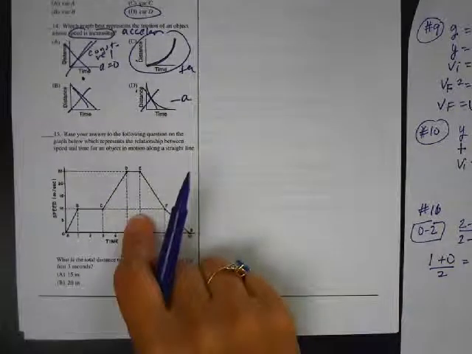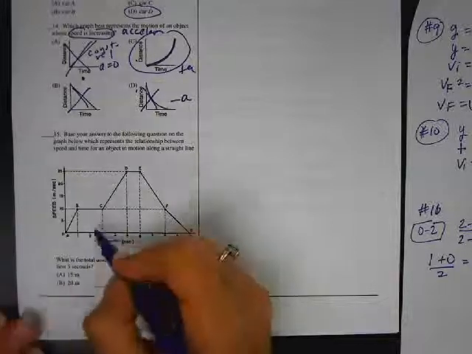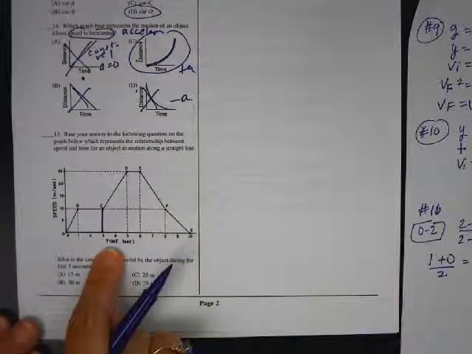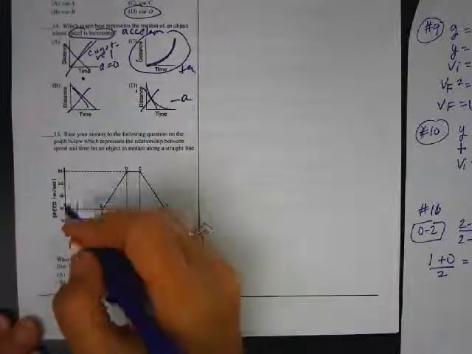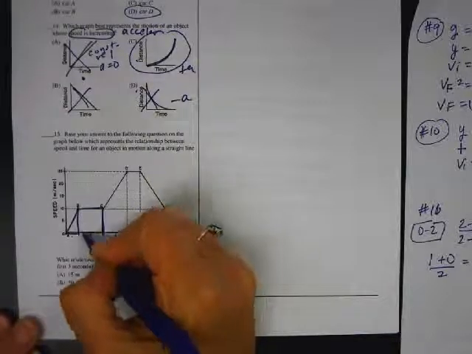All right, for this graph, it says base your answers to the following questions on the graph below, which represents the relationship between speed and time for an object in motion along a straight line. So it says, what is the total distance traveled by the object during the first 3 seconds? So here's the first 3 seconds. Well, this is a speed versus time graph, and the distance is going to be the area under the curve. So I have 2 areas. I have this one, which is a triangle, and then I have this one, which is a rectangle.